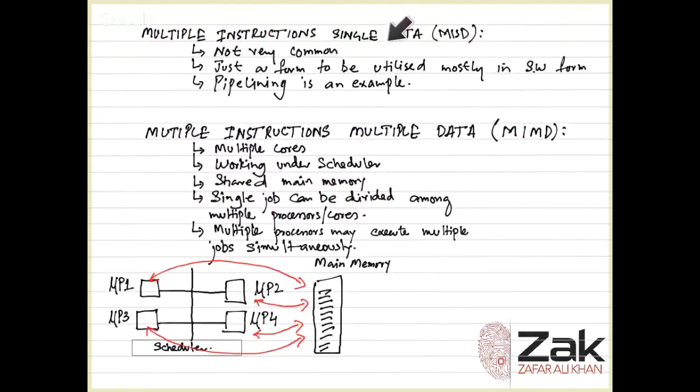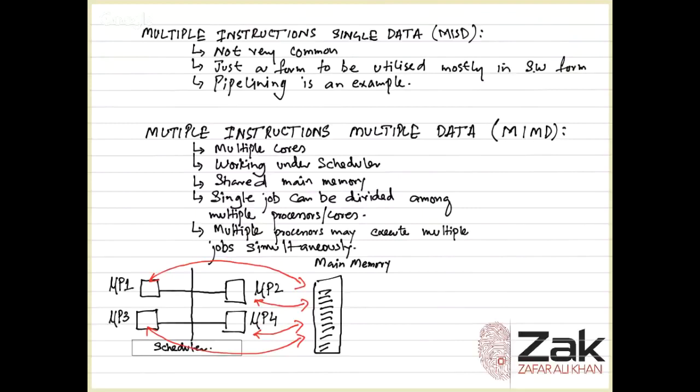Multiple instructions, single data. Not very common, and it is actually mostly a software phenomenon, a form to be utilized mostly in software form. But pipelining is an example of it. Pipelining is something which is still being used in modern processors even. Well, you get the idea.